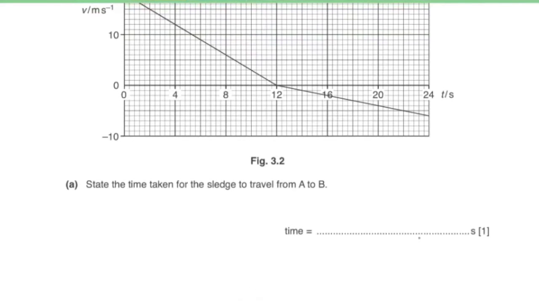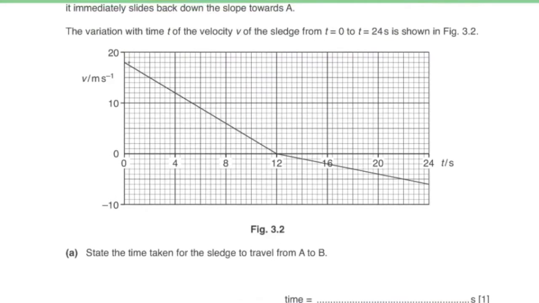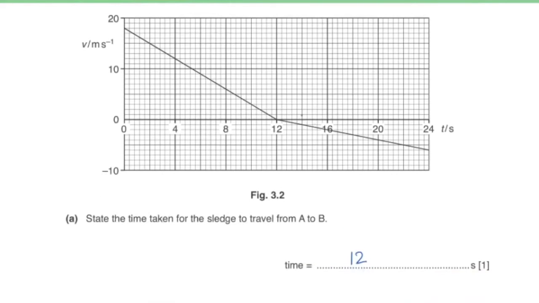So part 1, state the time taken for the sledge to travel from A to B. So this part of the graph is from A to B, and the time interval for it to reach position B from position A is 12 seconds. And this part of the graph from here until here, this is moving from B to A.